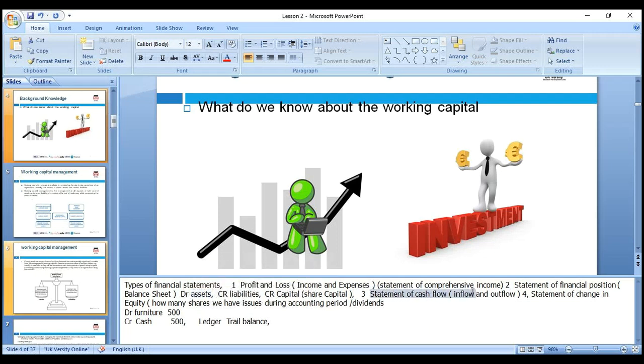Okay. The third statement we call the statement of cash flow. The cash flow financial statement shows how much money goes in and out of the business. So we can find the inflow and outflow. How much money came in? This is very crucial because we have assets and we have liabilities, because assets can be everything on credit. We borrow everything from the bank and we have assets.